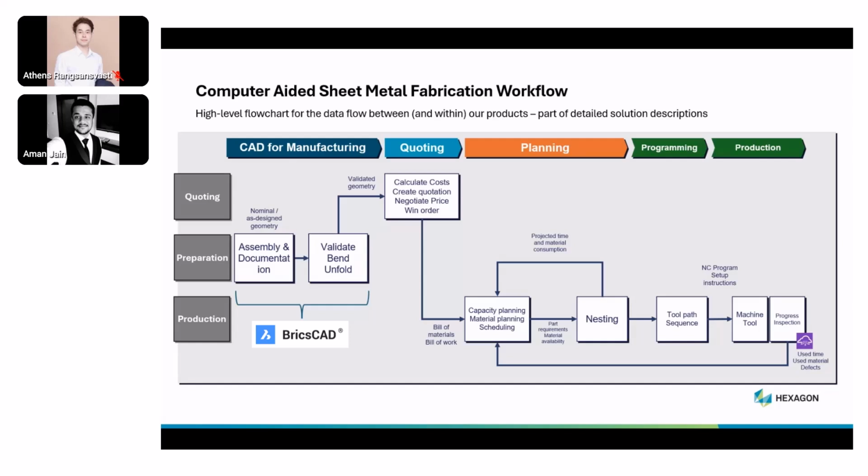Finally, the production phase involves the machine tool execution of the NC programs generated earlier, with ongoing progress inspection. The feedback loop ensures that any issues, defects, used time, and material are recorded and managed, optimizing the overall manufacturing process. In summary, BricsCAD is quite integral at the early stages of the sheet metal fabrication workflow, particularly in preparing and validating the design geometry, which ensures accuracy and efficiency throughout the subsequent manufacturing stages.